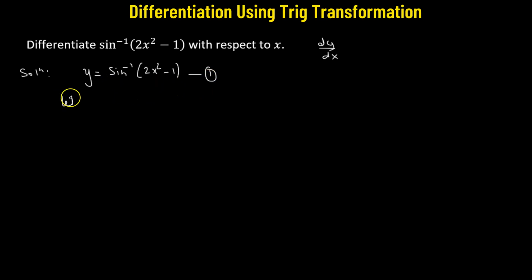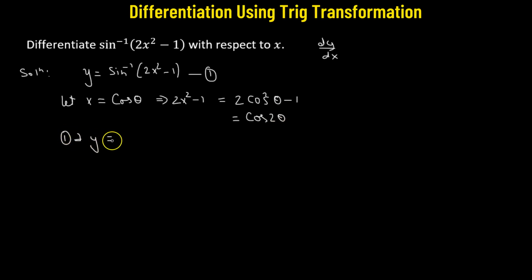So here we will suppose that if we consider x to be equal to cosine of theta, then 2x squared minus 1 becomes equal to 2 times cosine squared theta minus 1. Now this is an identity which is cosine of 2 theta. So that means our equation number 1 becomes y equals sine inverse of cosine of 2 theta. Now what do we want to do? We want to take this cosine and convert it to sine.